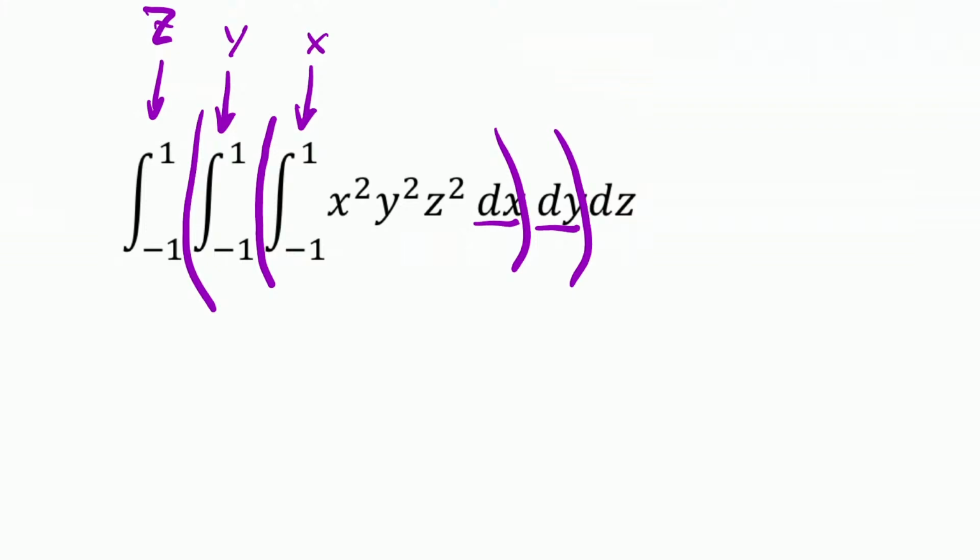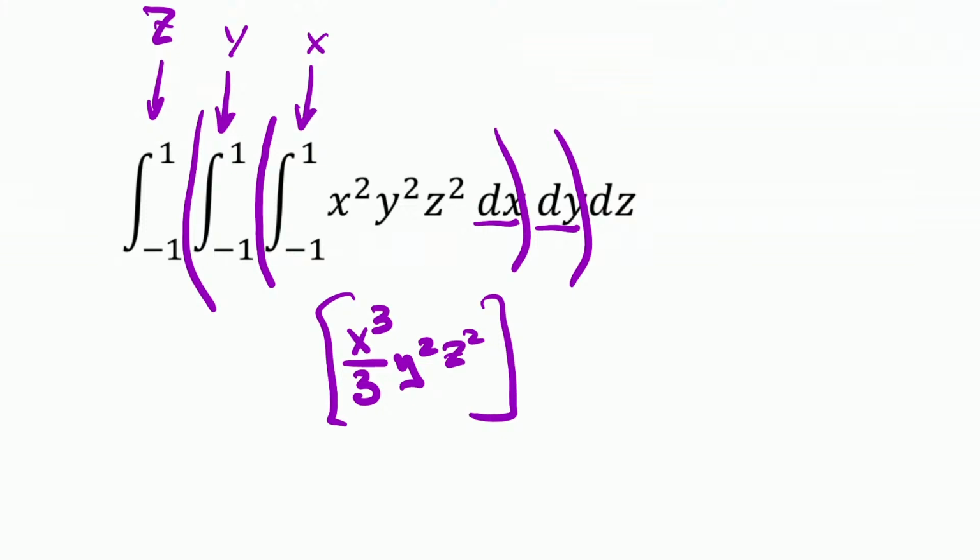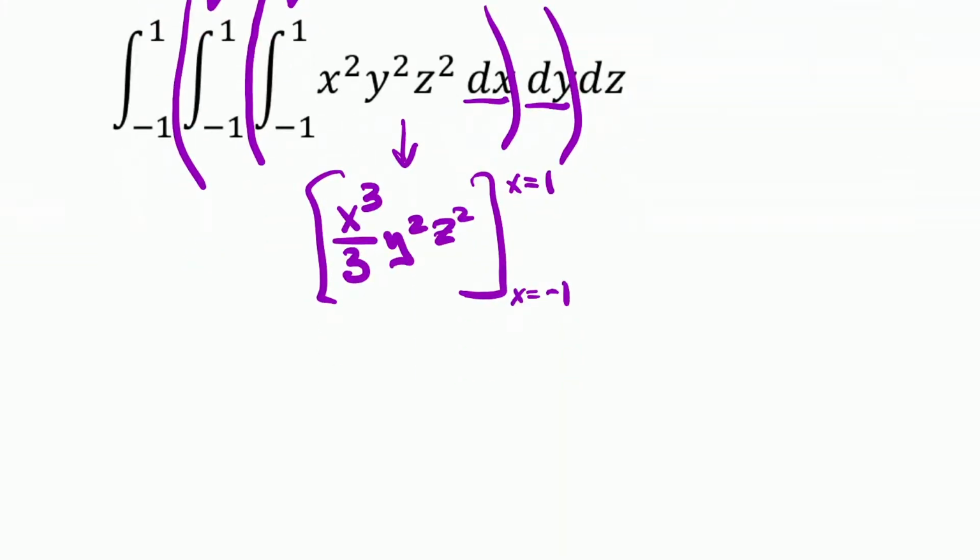Not hard. X squared with respect to x, the y and the z are both treated as if they're constants. So x cubed over 3. Just leave the y and the z alone. Don't mess with them. They're your friends. There it is, x equals -1 to x equals 1. So that's the innermost integral. You can just deal with that and ignore the rest for now. Plug in your limits, and you should get 2/3 times y squared times z squared.